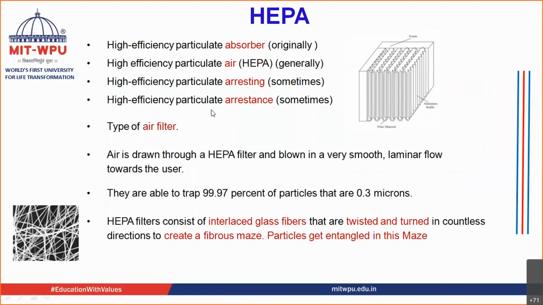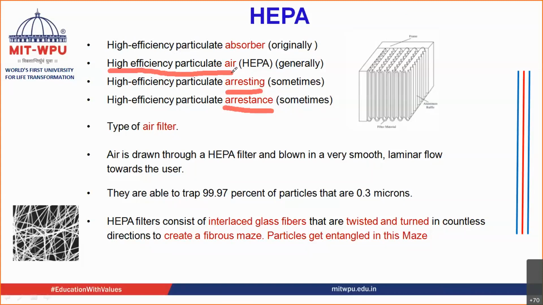So we talked about HEPA filters. So what are HEPA filters? HEPA filters were originally called high efficiency particulate absorber. Now they are called high efficiency particulate air. So instead of absorbers, now they are called particulate air, or they are also called high efficiency particulate arresting. Or this A can also sometimes be called arrestance. But generally HEPA stands for high efficiency particulate air.